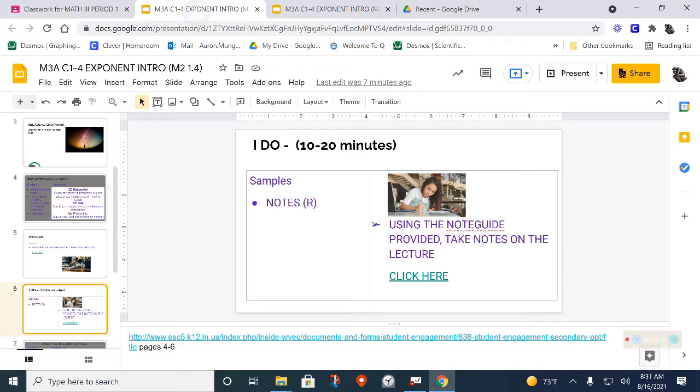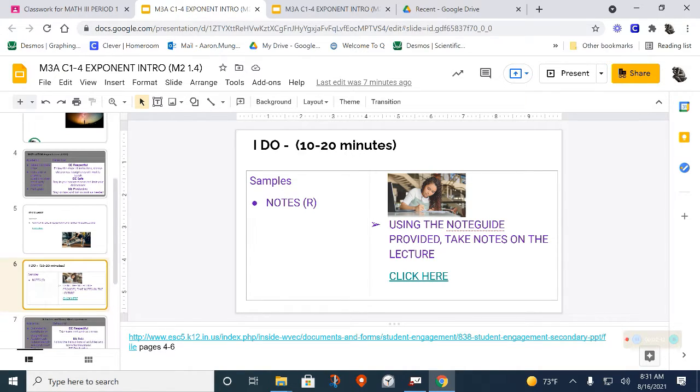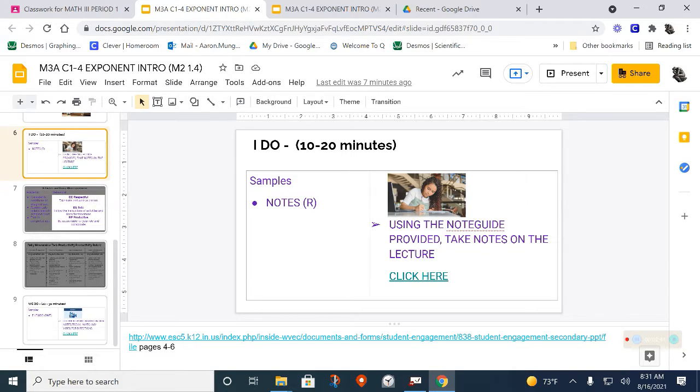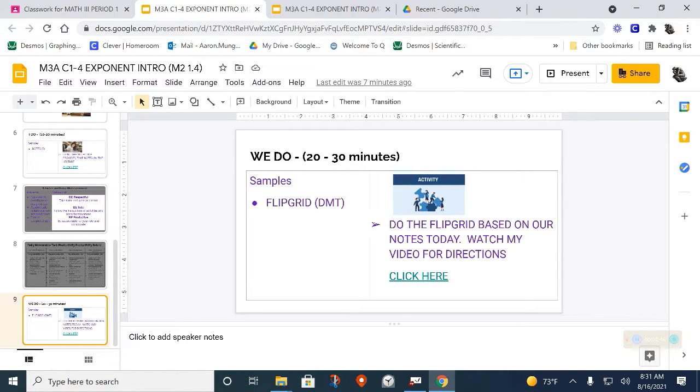Let me go back to this. So we'll take notes, and then for the DMT, you're going to do a flip grid. Flip grid's like an online Instagram, Snapchat kind of thing. No, it's not. Well, whatever it is.